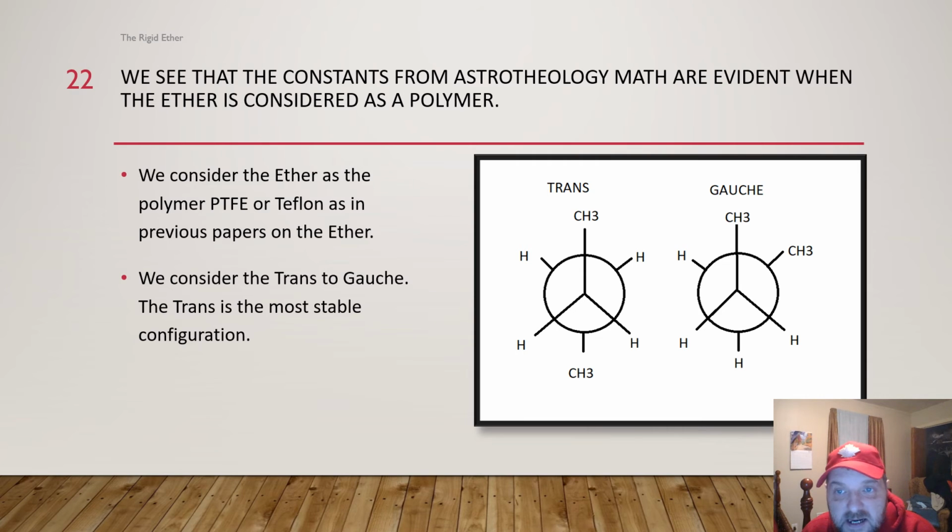So we see that the constants from astrotheology math are evident when the ether is considered as a polymer. And there's your trans and gauche on the right hand side. And we consider the ether as the polymer PTFE here, as Teflon in the previous papers on ether. There's actually 13 papers altogether, I think, at least on the ether that I've written, that are published in different journals. One of them all comes in one paper by NASA, a new journal. They published all 10 papers. It's about 45 pages long on the ether.